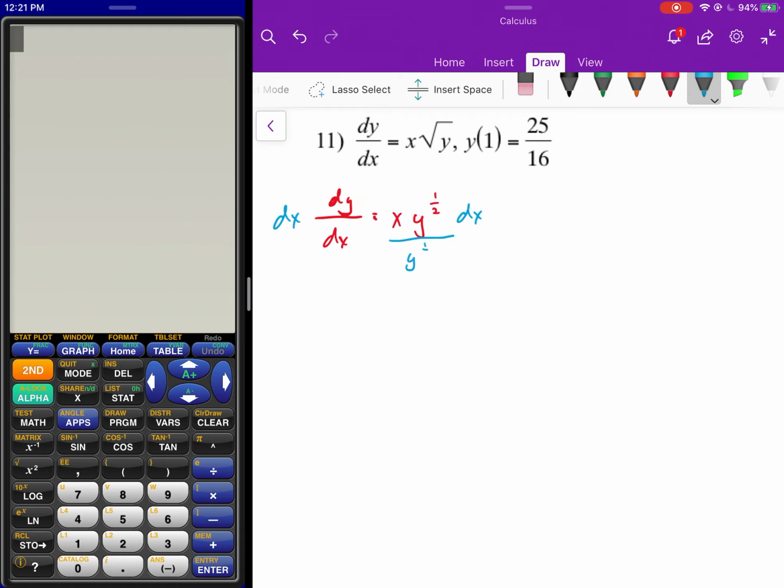There's a few different ways to think through this. We'll go with this because this is probably what would be most familiar. So right now we have dy, and these cancel, so this is kind of like y over 1 to the y to the 1/2 equals just x dx because these cancel. And then over here on the left side, we usually write this as y to the negative 1/2 dy equals x dx. And now we want to integrate.